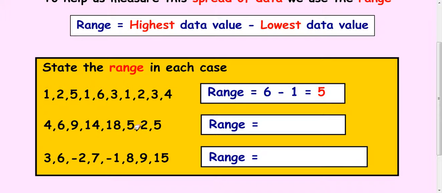Question 2 here, same idea. The biggest value is 18. The smallest value I can see is 2, so 18 take away 2. And the range, if you like, from the smallest to the highest is a jump of 16.